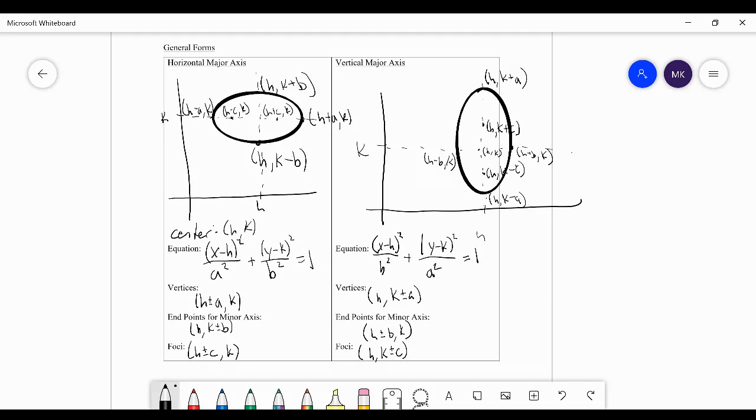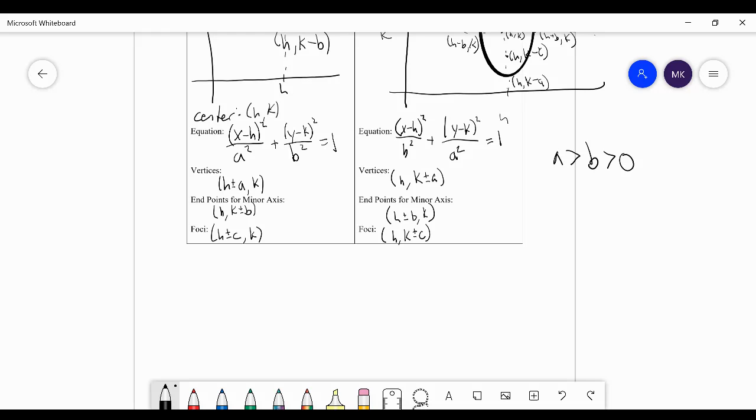Now for both of these, it still holds true that a is greater than b is greater than 0. And again, what's really nice is our foci, our c value, is still c squared equals a squared minus b squared, and c is greater than 0.